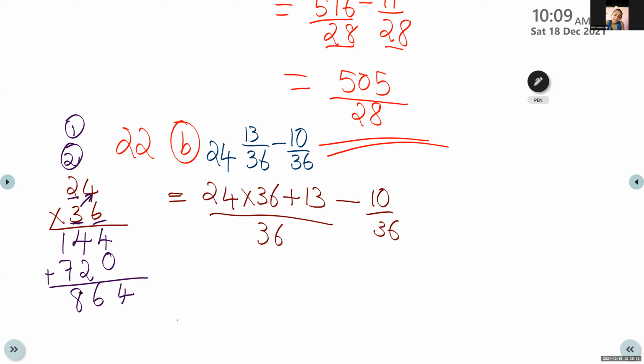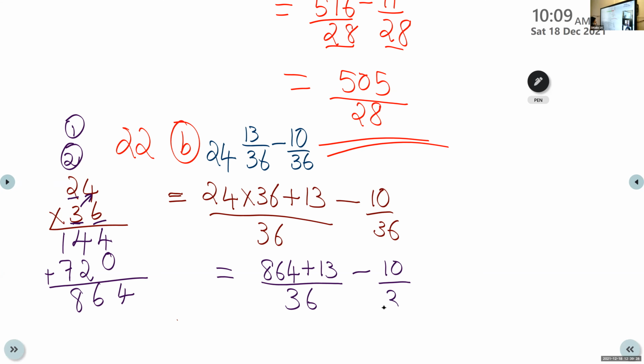Ma'am, 864. Okay, so children, again, what we have done is only the whole number and the denominator multiplication. Now, what we have to do? Add the numerator 13. Find out the answer. Please don't say the answer now. Please wait. Let everyone complete.